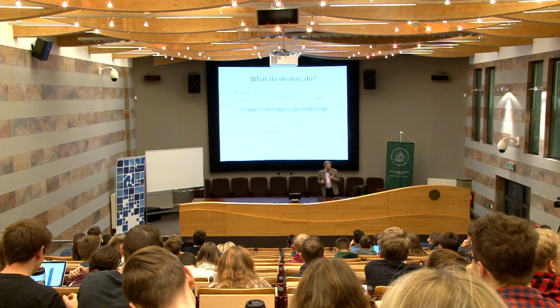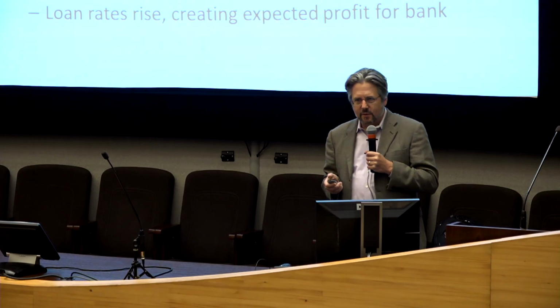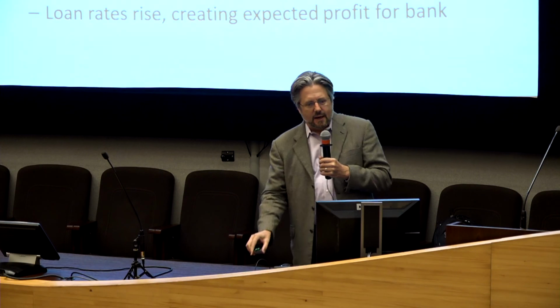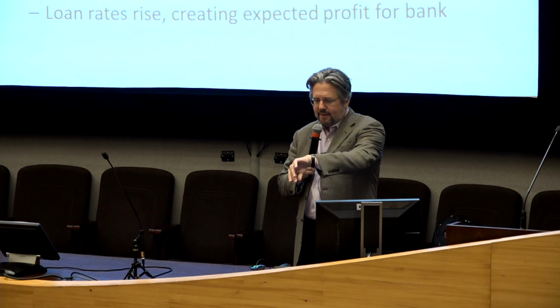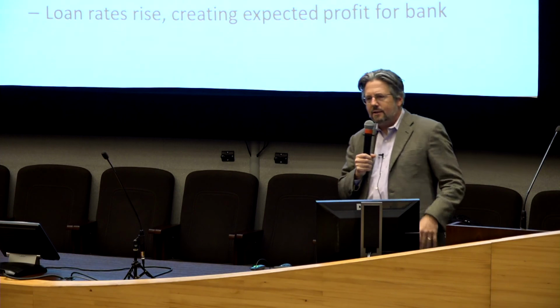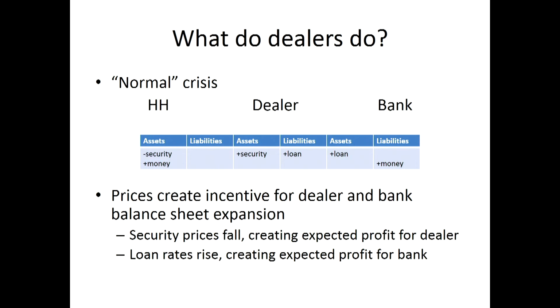So what do dealers do? I just gave you a little sort of theory of dealers. Now I'm just going to play this out a little bit. Call it a normal crisis. A normal crisis, what I mean by that is an imbalance between supply and demand. Okay, that's just a normal crisis.